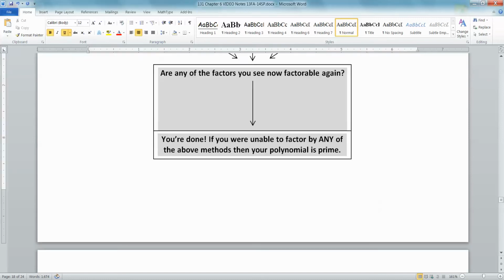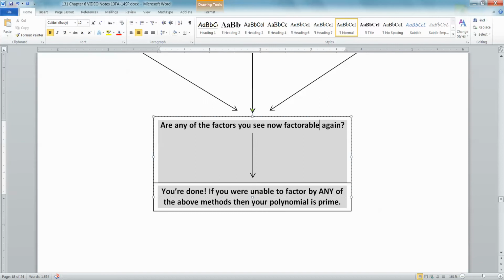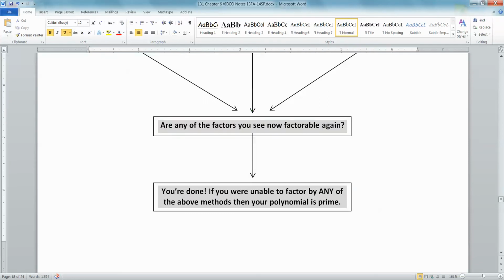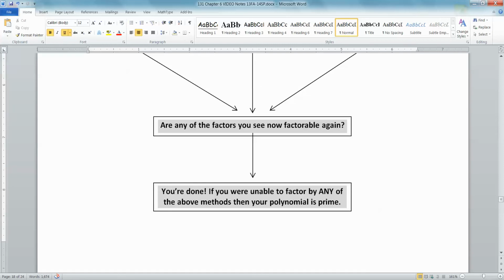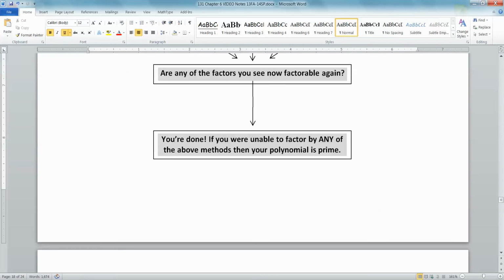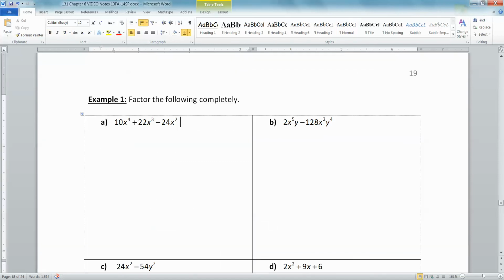All right, and then you keep going. So are any of the things that you've made still factorable? If they are, then you've got to move on and keep doing it. You keep going and going until you can't go anymore. Once everything left is prime, then you're done. All right, so let's do it.